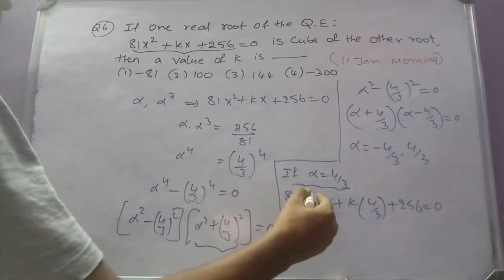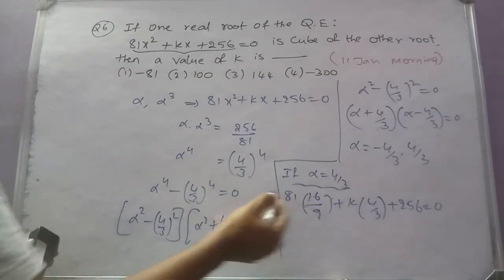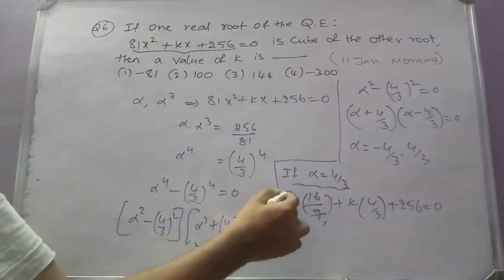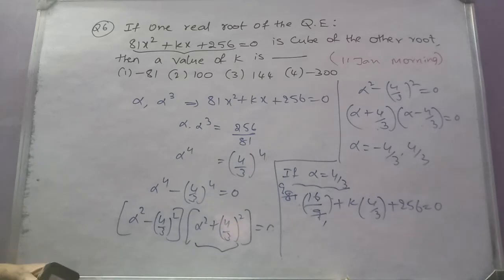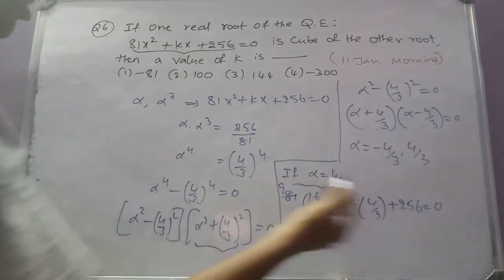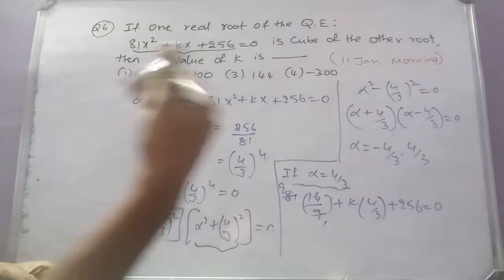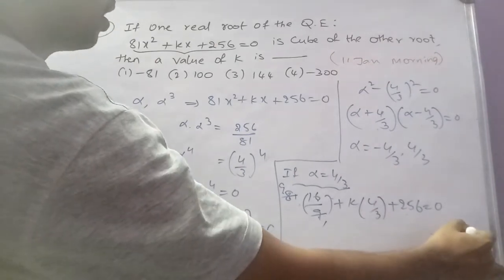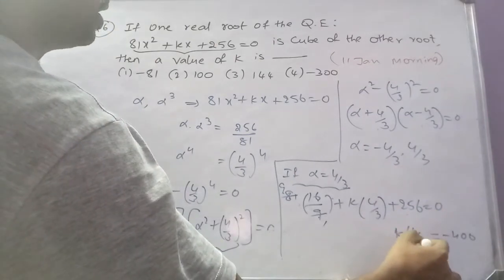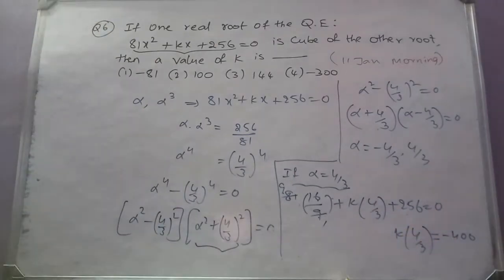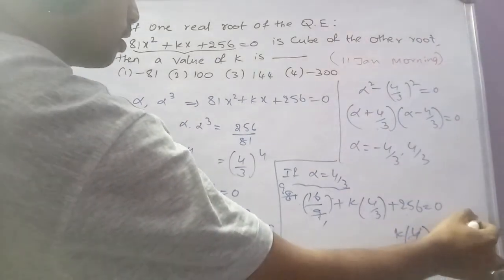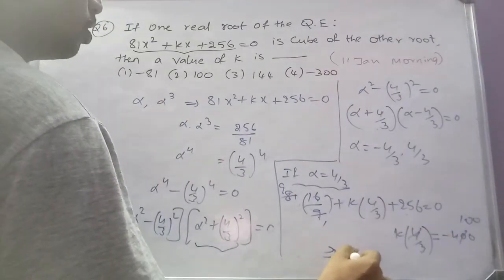So 9 nines are... 9 16s are 144. 144 plus 256 is 400. If 400 goes to the right side, it will become minus 400. We are left with k into 4 by 3. So therefore 4 ones are 400, sir. And if you cross multiply, I'll get k is equal to minus 300.